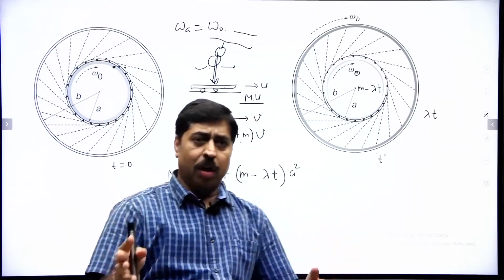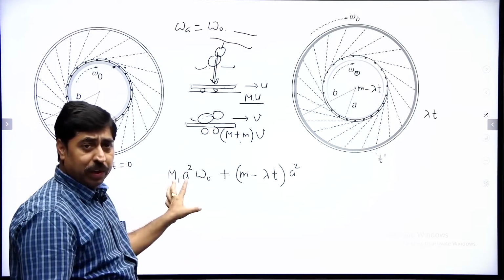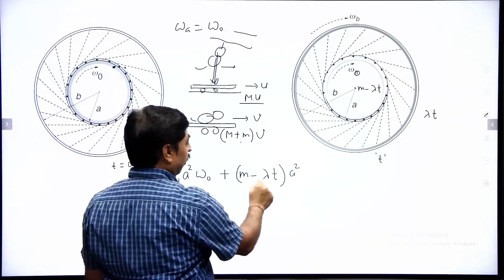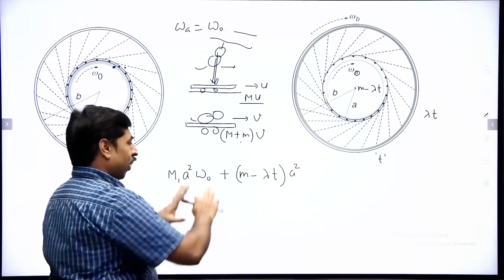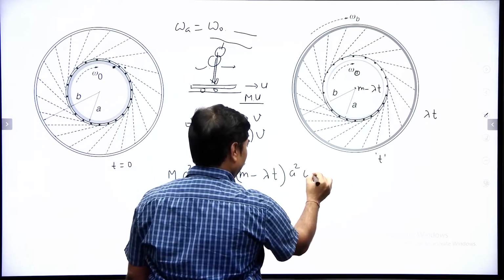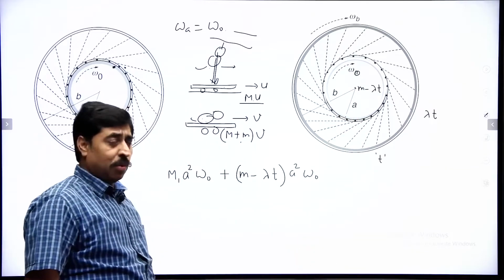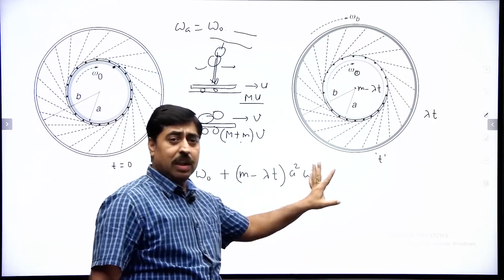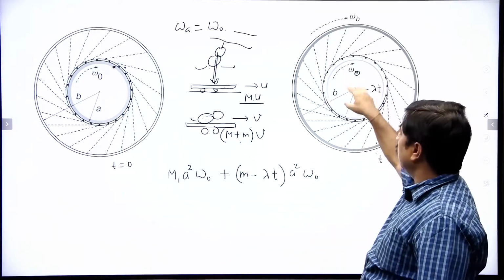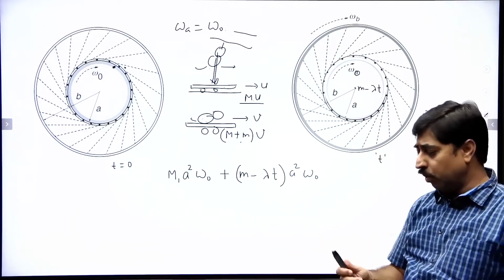So the overall moment of inertia of the drum along with the sand will be m1 a square plus m minus lambda t a square. I have written it separately. For the drum this is the angular momentum, for the sand this is the angular momentum, the sand which is still sticking to the inner drum. So at time t, this is the angular momentum of this drum and the sand sticking to it. What about the outer drum?